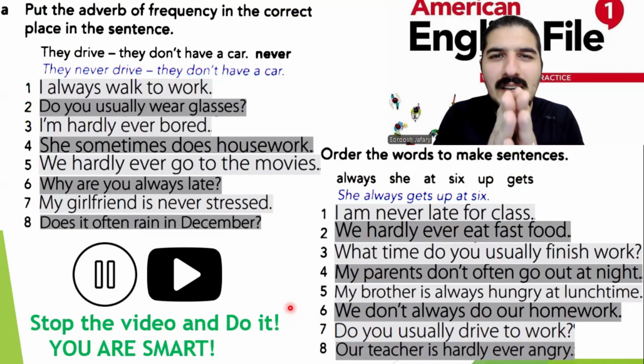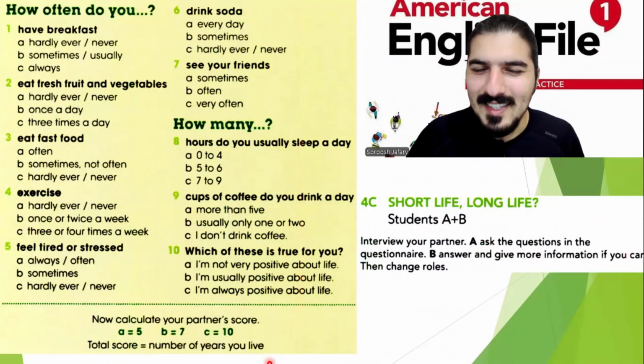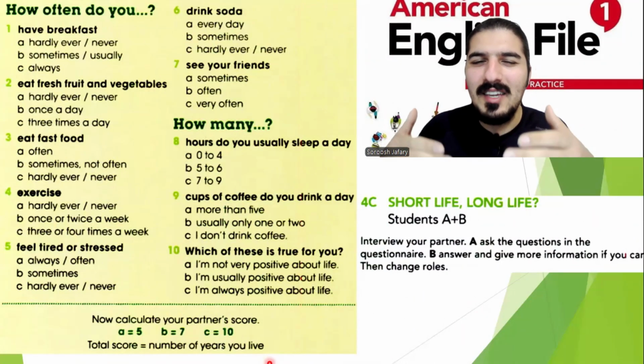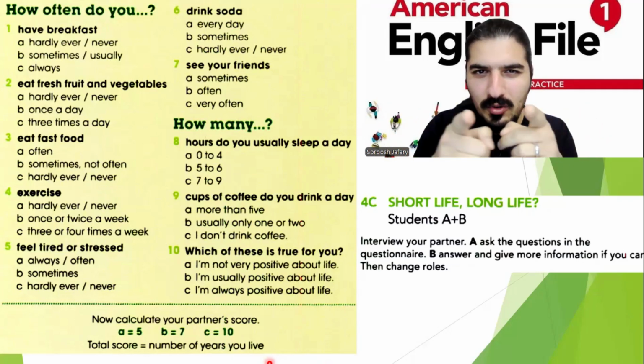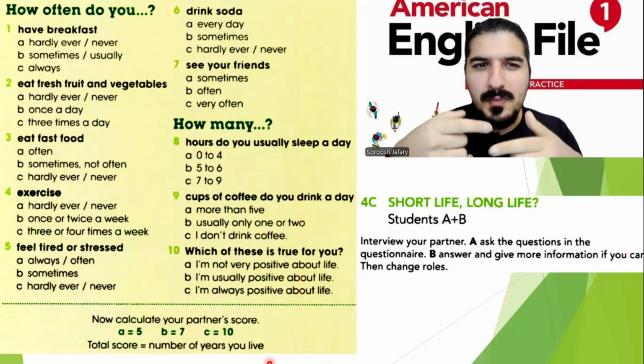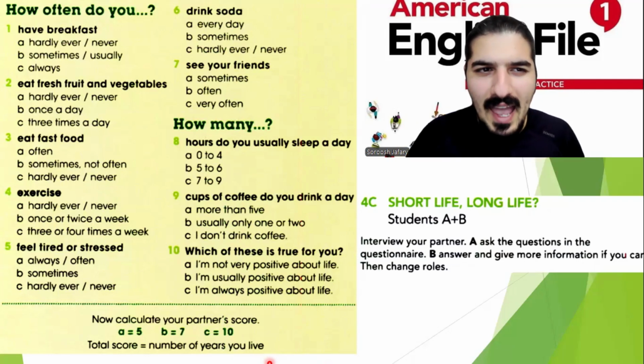As easy as that. Great. Now it's time to play a little game. We want to check how healthy you are, you and your friends. Speak together, okay, and answer this question. For example, how often do you eat breakfast or do you have breakfast? A, hardly ever or never, sometimes, usually. C, always.